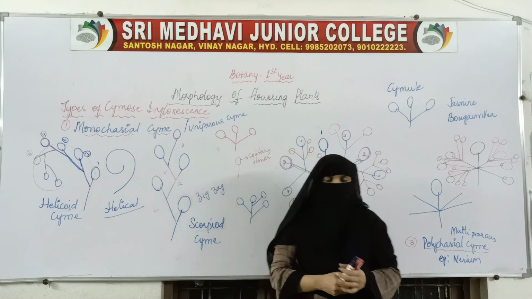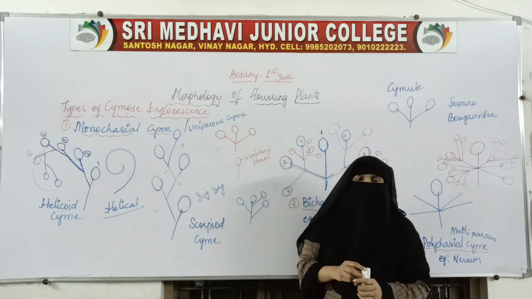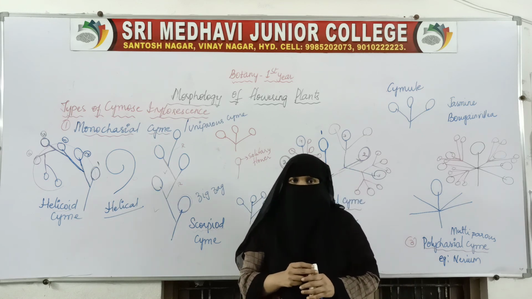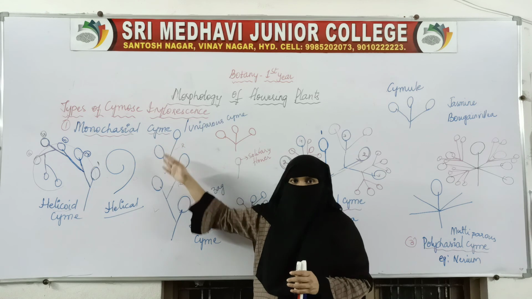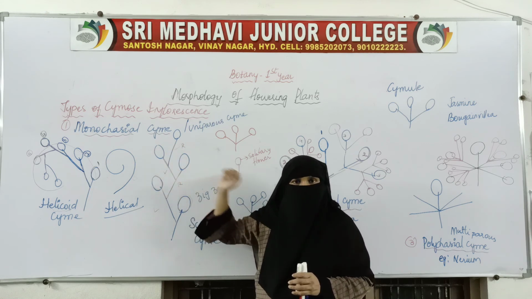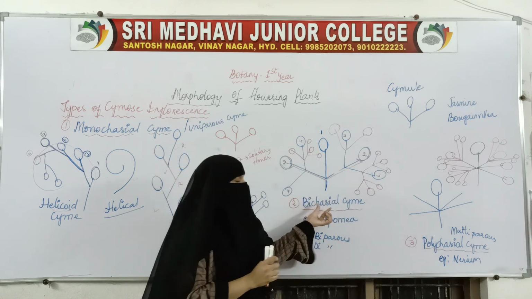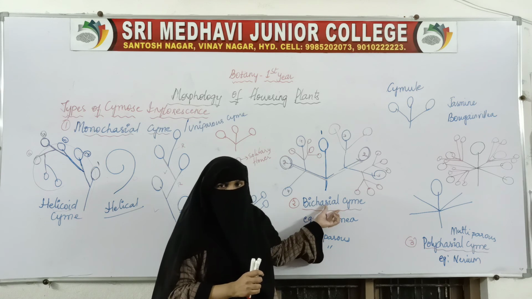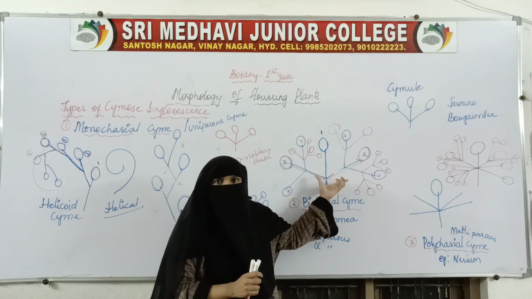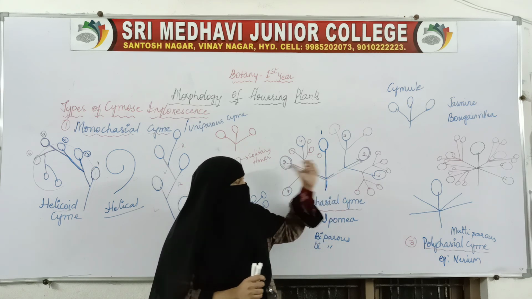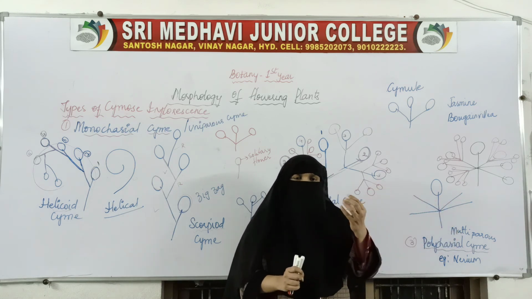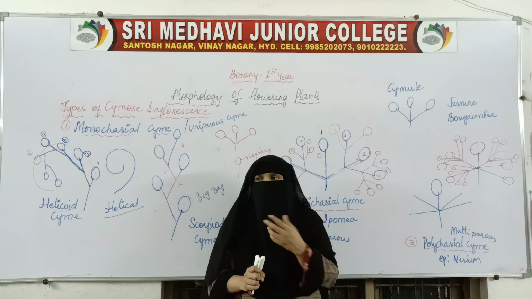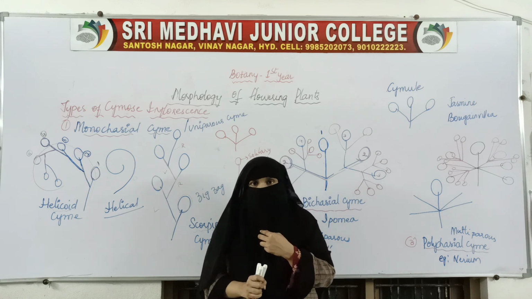So these are the different types of cymose inflorescence. Cymose inflorescence is of three types. Monochasial cyme, every time one branch which terminates into a flower. Bichasial cyme, every time it produces two branches and those terminate into flowers. And polychasial cyme, every time it produces many branches, and all branches terminate into flowers.